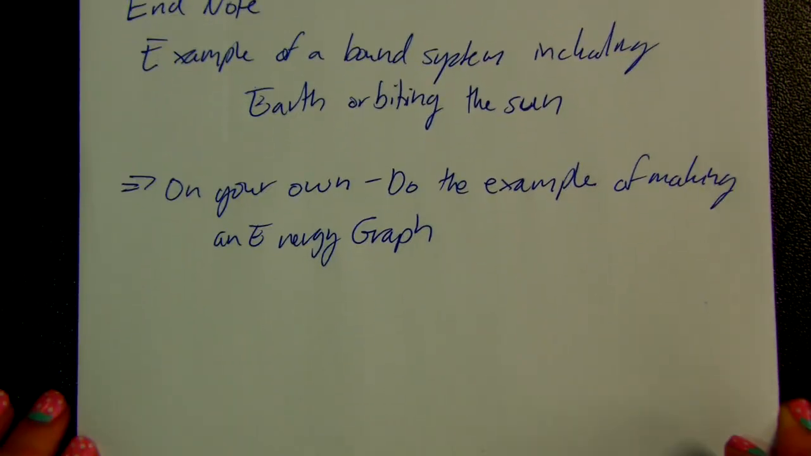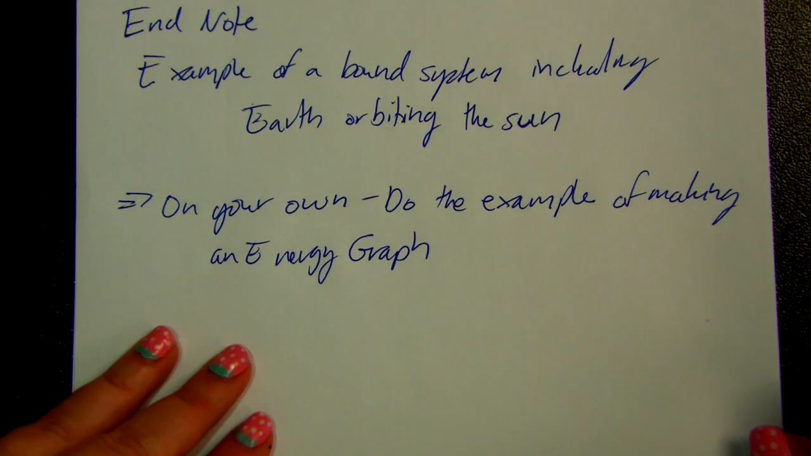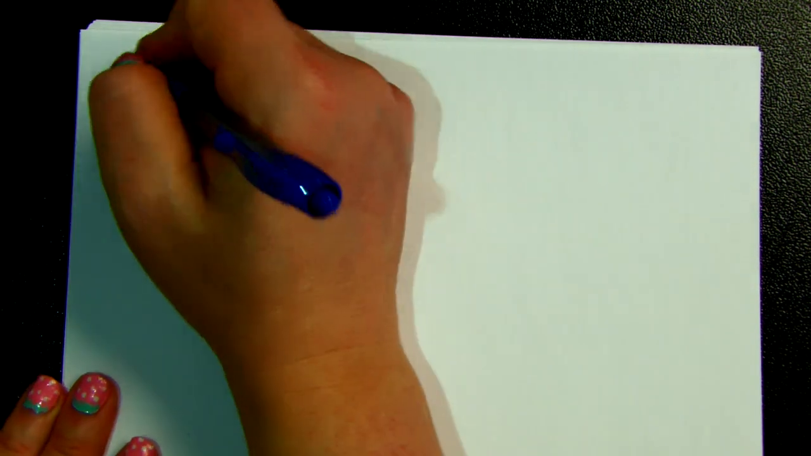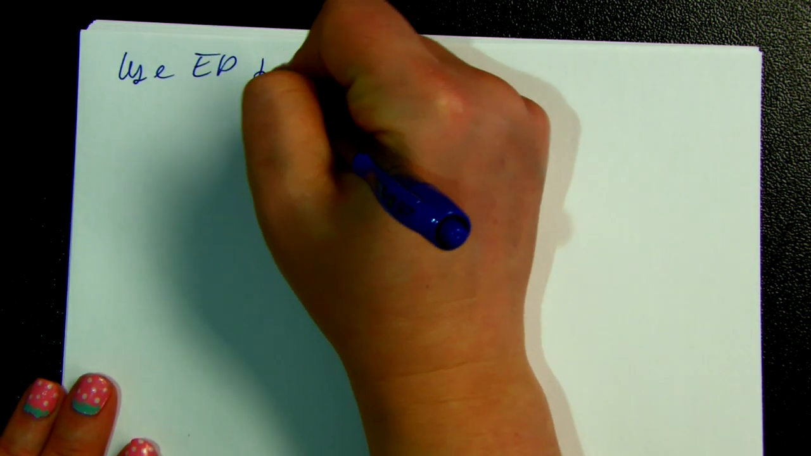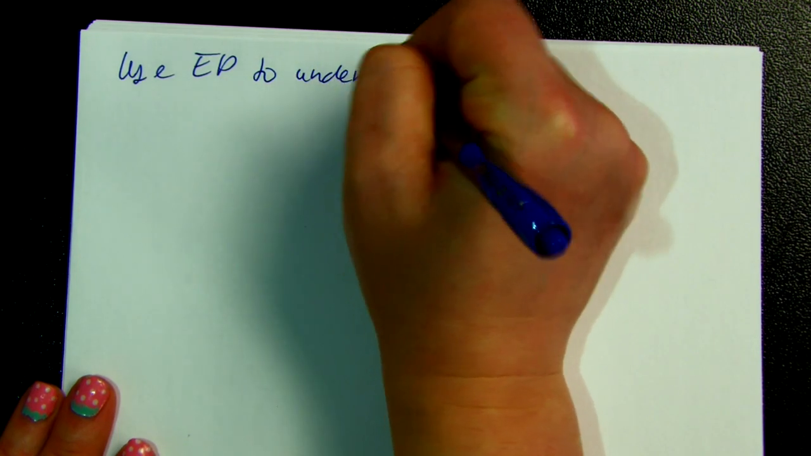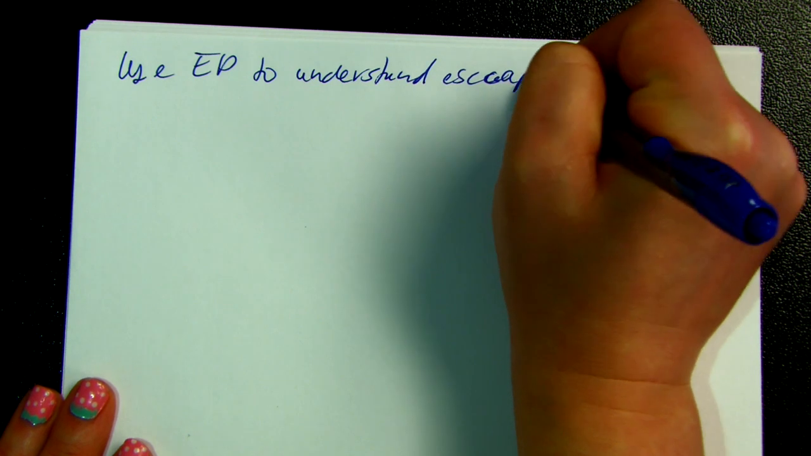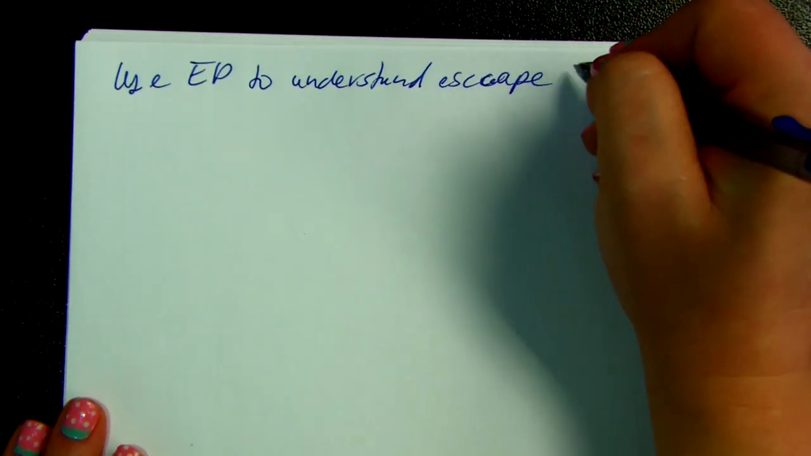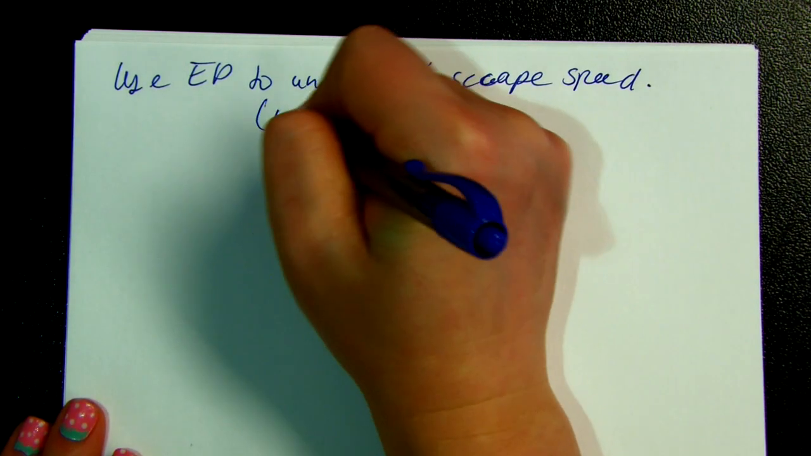Okay, moving along. Actually, start fresh paper for this one. I told you that there is an escape speed from Earth, and we can use the energy principle to understand it. This is the speed required to become unbound.